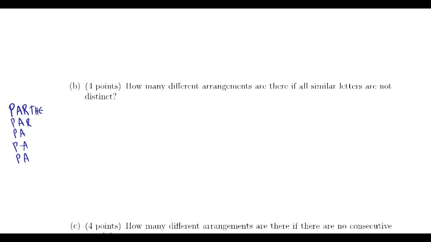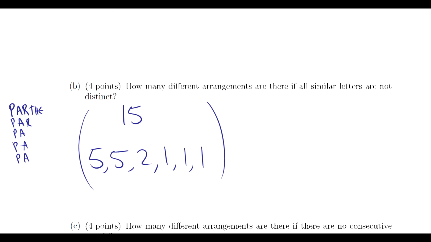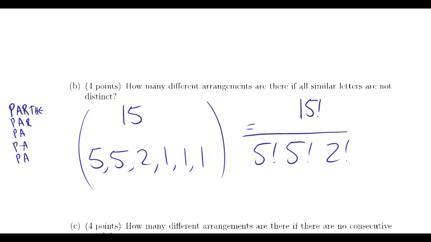So if you remember how to do this, this is the multinomial theorem. We have 15 total things. Then we choose 5 P's, 5 A's, 2 R's, 1 T, 1 H, and 1 E. And this is just equivalent to 15 factorial over 5 factorial times 5 factorial times 2 factorial. And 1 factorial is just 1, so we'll leave it out.